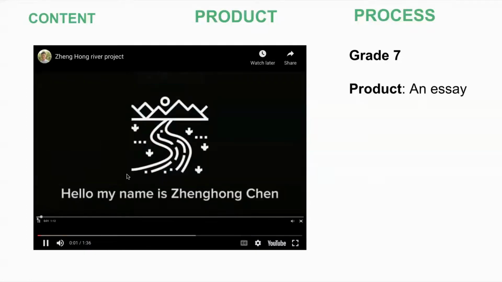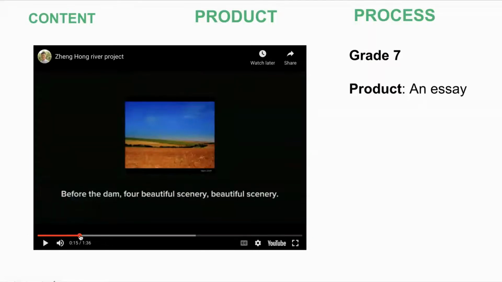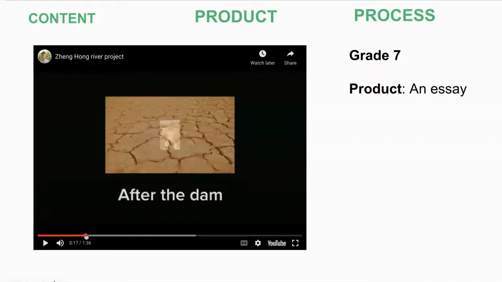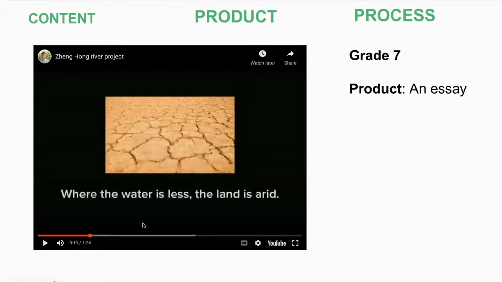Did you notice that? Oh, let me show you here where he said here. Before the dam, then after the dam. This shows the student is quite intelligent, being able to show transition in time. But then also look at this word. The land is arid. That means that student intentionally used the word arid in Chinese. How wonderful it is for a student to demonstrate their intelligence and their literacy using their heritage language.